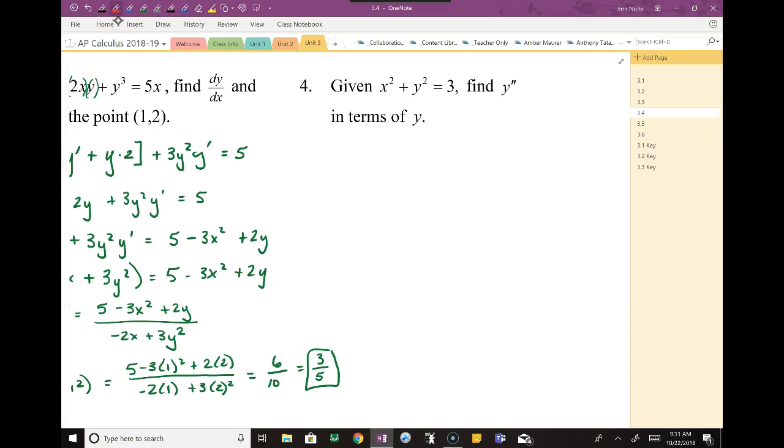So, this one says find y double prime. So we're finding the second derivative, and it says in terms of y. Okay, so what does that mean? dy dy. So now we're deriving it, yeah, in terms of y's. Okay, so now we're going to do dx dy.